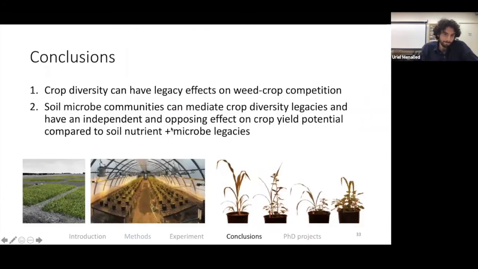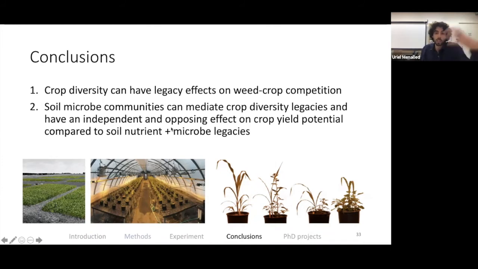So the conclusions of this experiment that I did for my master's were that 1, crop diversity can have a legacy effect on weed crop competition, and that 2, soil microbe communities can mediate crop diversity legacy effects and perhaps have an independent and potentially opposing effect on crop yield potential compared to soil nutrient legacies.